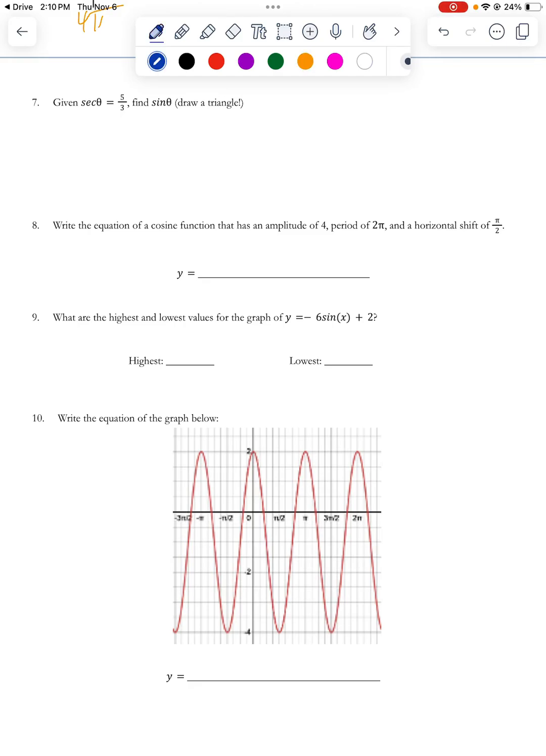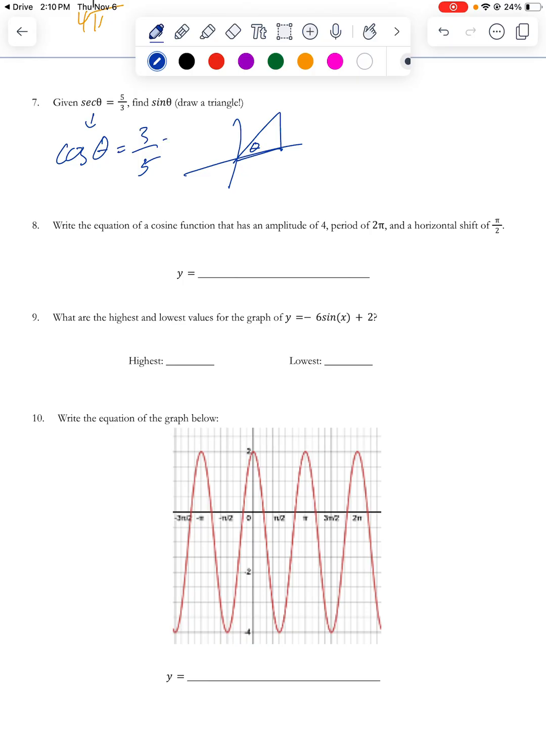Okay, this is a review question. If the secant of theta is 5/3, then that tells me the cosine of theta is 3/5. It says draw a triangle, so that is going to be here.